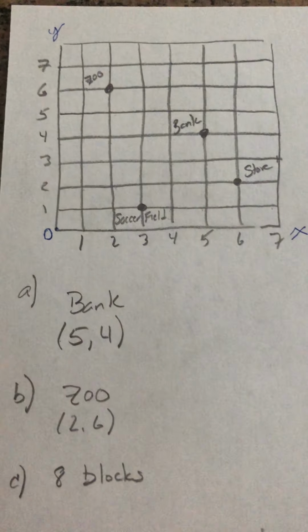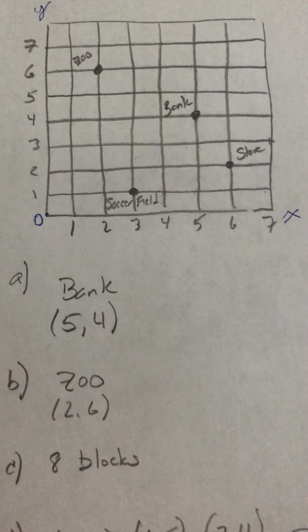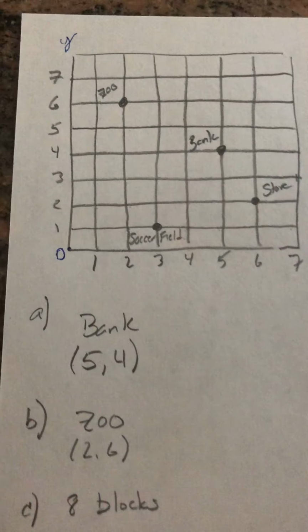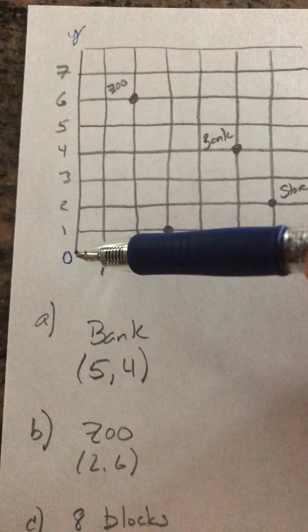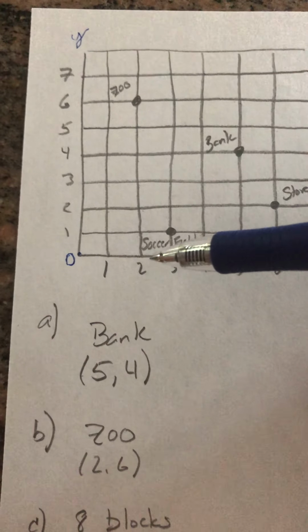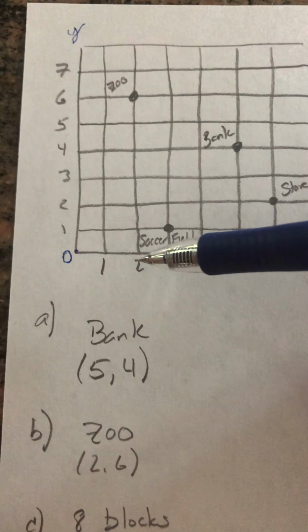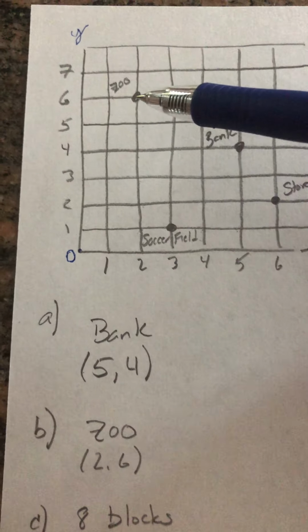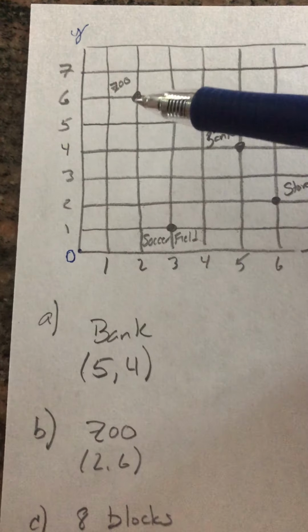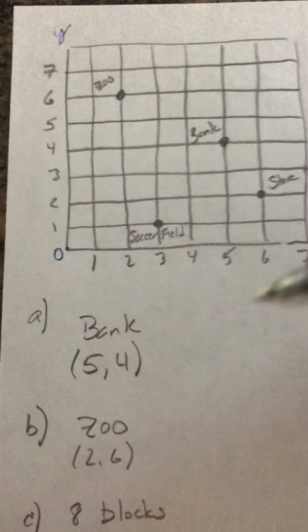Now part B wanted to know what is located at 2, 6. So again, we would start off at 0. We would make sure we go to the right 2 spaces, and then we would go up 6 spaces. So 1, 2, 3, 4, 5, 6. So the zoo would be at 2, 6.